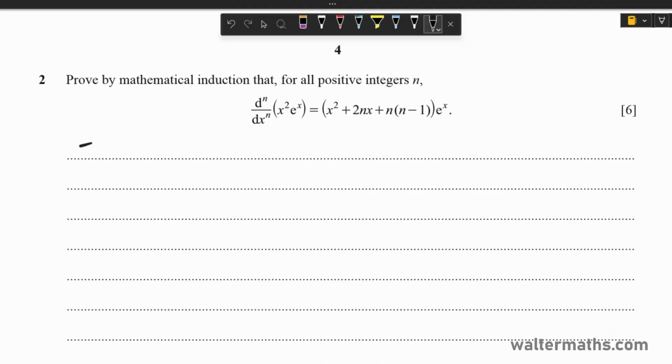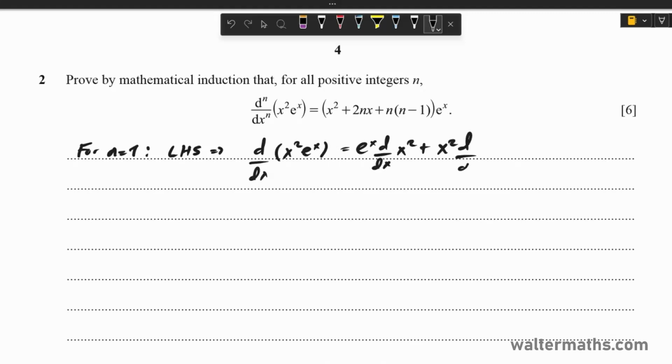So I'll start by proving for n is equal to 1. The left hand side will give us d by dx of x squared e to the x, because n is 1, which is d by dx of x squared times e to the x, plus x squared times d by dx of e to the x, which will give us 2x e to the x plus x squared e to the x, which is 2x plus x squared, all of e to the x.